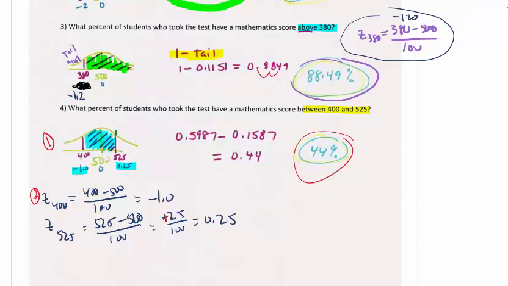So remember that the 0.5987, which was from the positive 0.25, is the whole region all the way. The tail is what we got from the negative 1.0, which is the 0.1587, and that's why we subtract these two pieces and we get 44%, because we move our decimal place 2 places to the right. That gives me 44%.